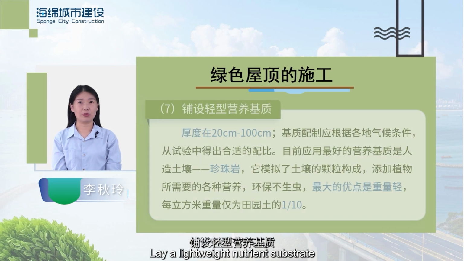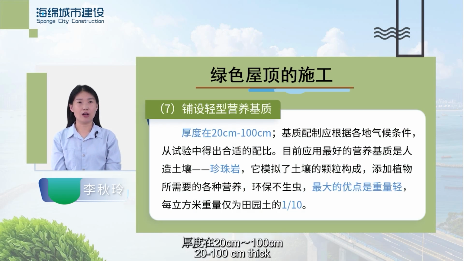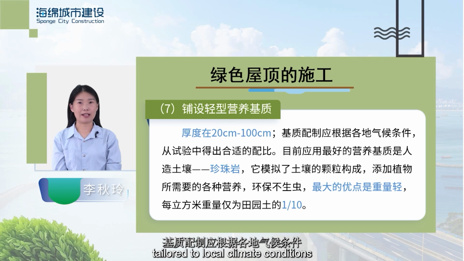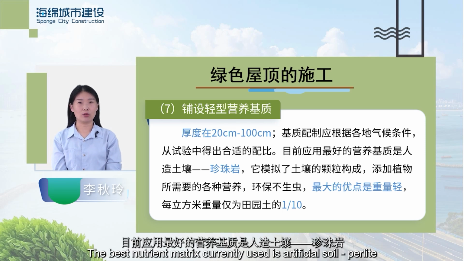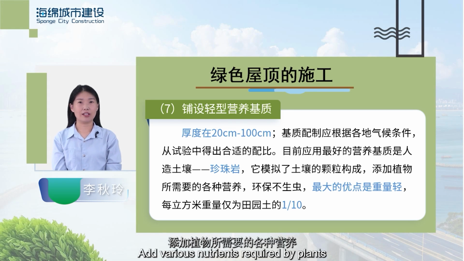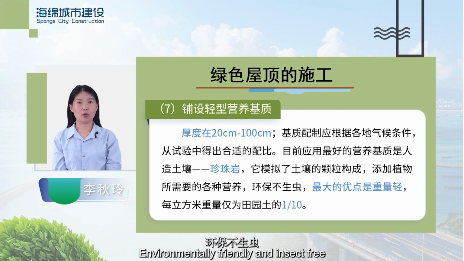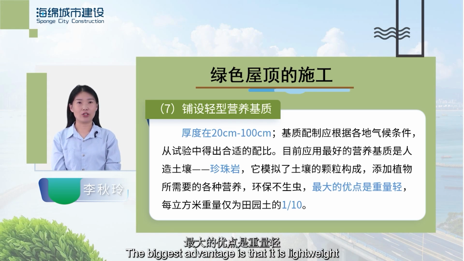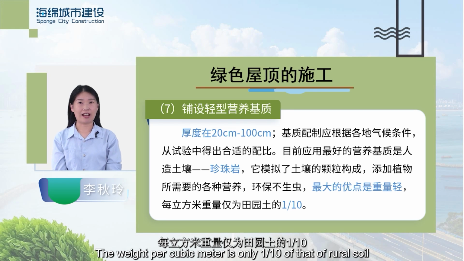Lay a lightweight nutrient substrate, 20 to 100 cm thick, tailored to local climate conditions, getting the proper ratio from the test. The best nutrient matrix currently used is artificial soil such as perlite. It simulates the particle composition of soil and the various nutrients required by plants. Environmentally friendly and insect-free, its biggest advantage is that it is lightweight. The weight per cubic meter is only 1/10 of that of rural soil.